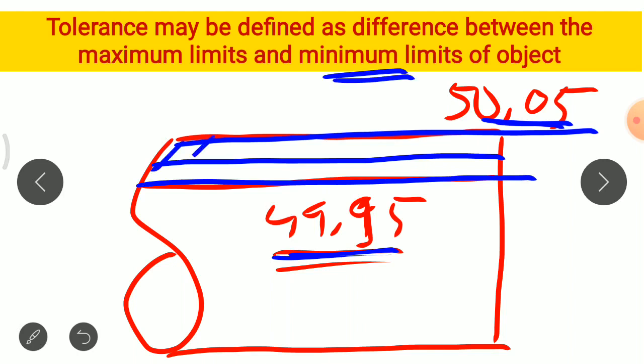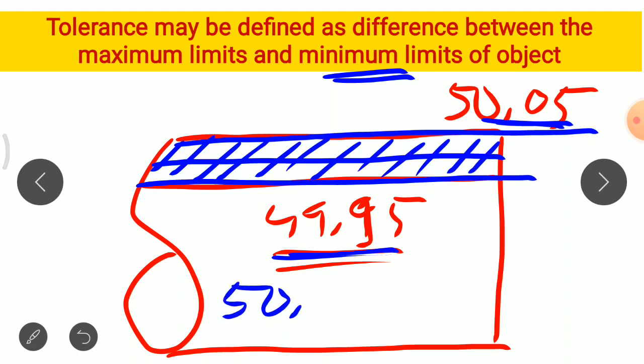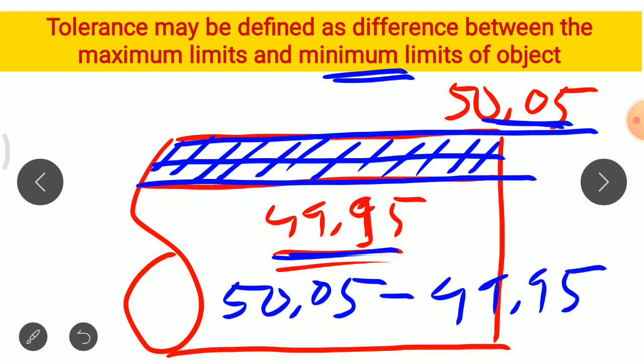And when we calculate the difference between both of them, then we have the value of tolerance. Here the first value is 50.05 mm, and we have to subtract 49.95 mm from it, that is the minimum limit. Then we have the value called the tolerance value. Now we will take another example to understand the concept of tolerance.